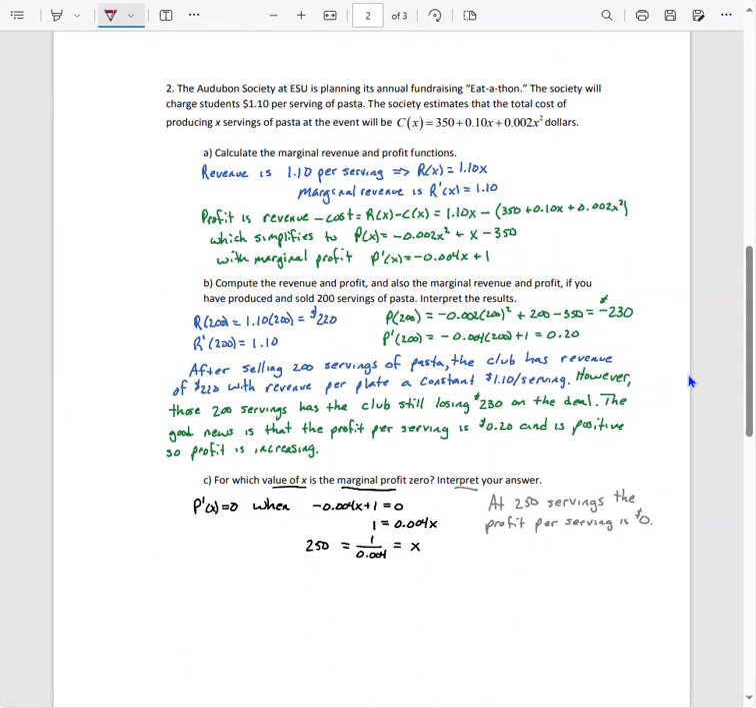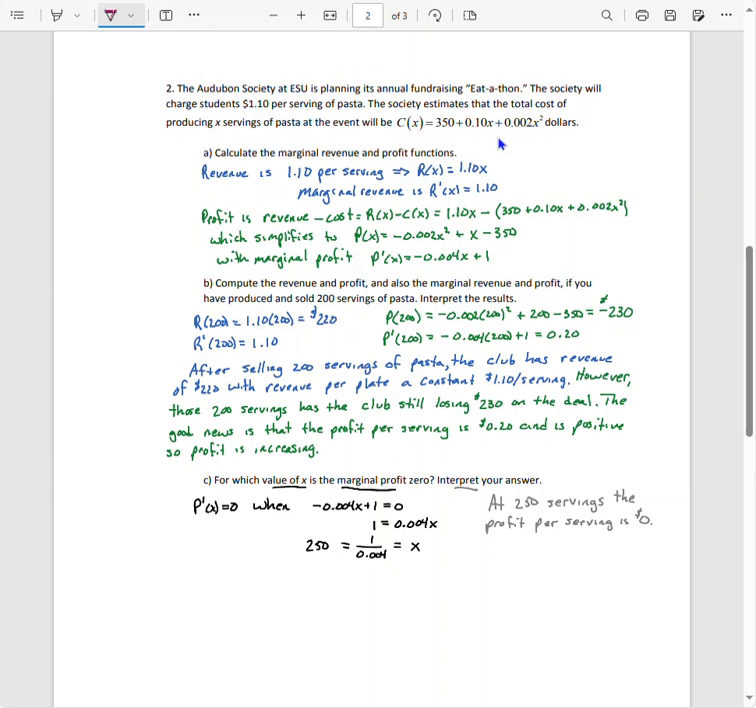All right, second example. The Audubon Society at ESU, Enormous State University, is planning its annual fundraising eat-a-thon. The society will charge students $1.10 per serving of pasta. The society estimates that the total cost of producing X servings of pasta at the event will be given by C of X equals this function, 350 plus 0.10x plus 0.002x squared dollars. Calculate the marginal revenue and profit functions.